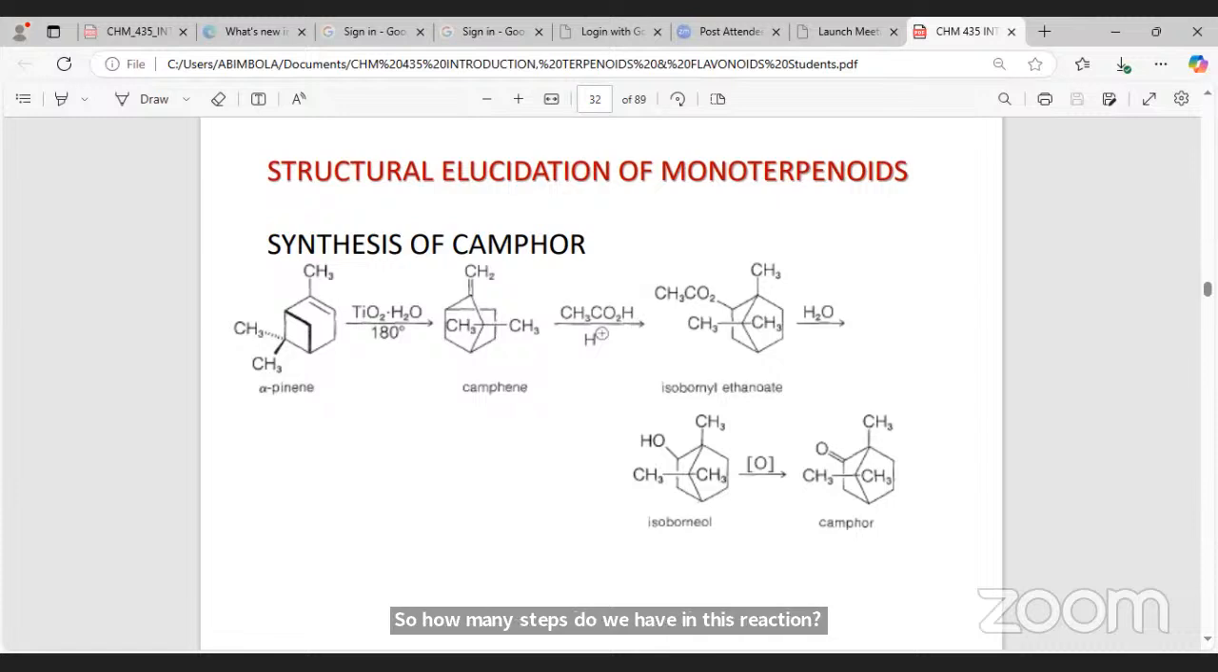We have 4 steps. The first one is titanium oxide that will translate alpha pinene to camphene. Then secondly, esterification that will form an ester. Then when hydrolyzed, we form an alcohol. Then under oxidation, we form camphor. Can we relate to this? Is it something we can relate to? Ask questions on this before we go further.